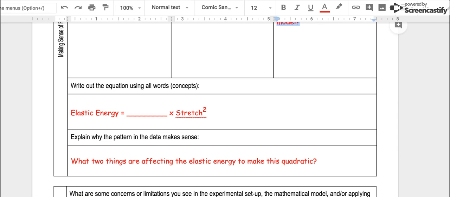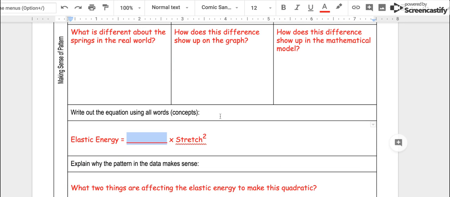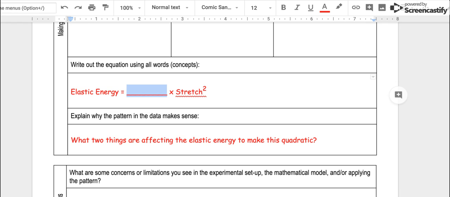Finally, when we're in this section, you need to write out your equation using all words. So elastic energy is equal to some word times stretch squared, and this word here is what you're trying to figure out, what the a value means. And then finally, you're trying to add why the pattern makes sense. Whenever we have a quadratic, there are two things that affect it. So in this case, two things are affecting elastic energy to make it quadratic.